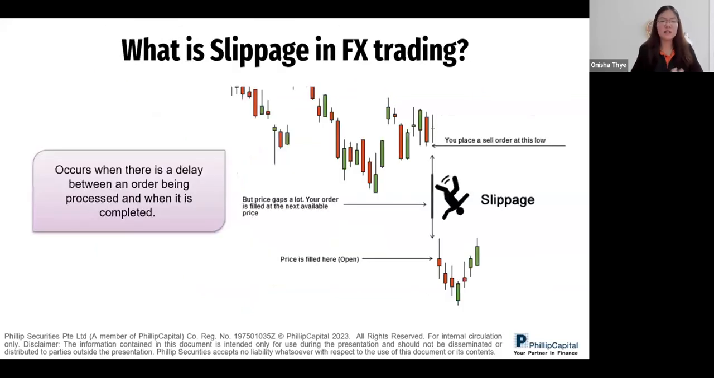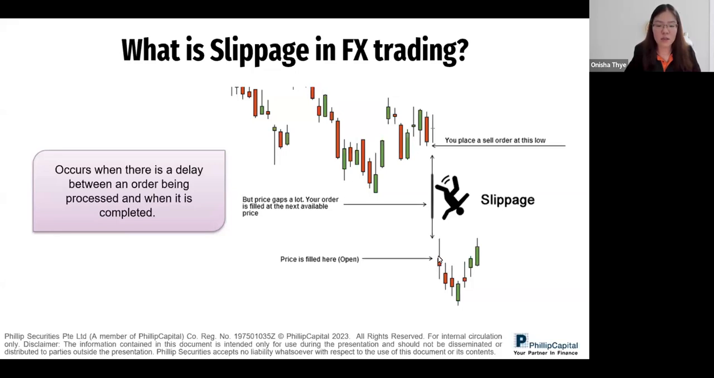Now there's this thing called slippage in FX trading, which is part of the risk that you have to accept. It occurs when there's a delay between an order being processed and when it is completed. What do I mean by that? As you can see here, when you place a sell order at this low and submit the order, the price suddenly goes down in a millisecond, let's say by 0.01 or 0.001, and you wouldn't know. At that millisecond, your order has to be filled at the next available price, which is below here. So in the end, when you open your short order, it would be over here.